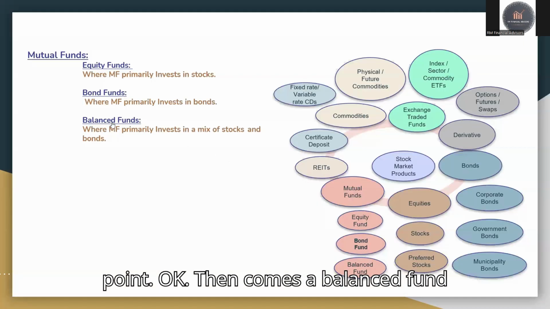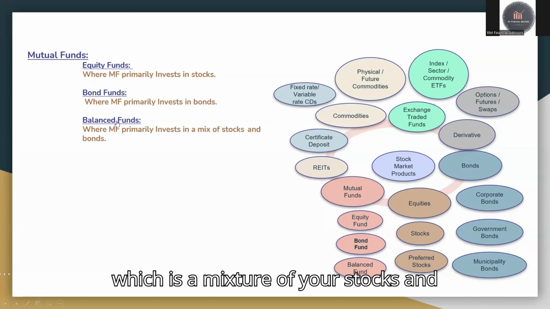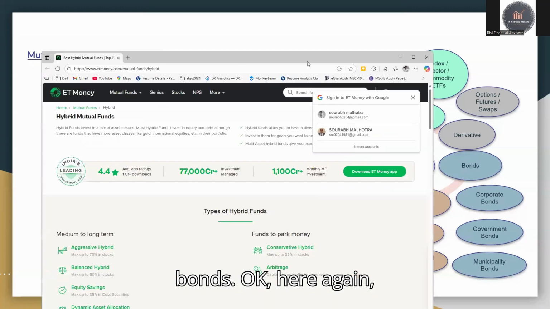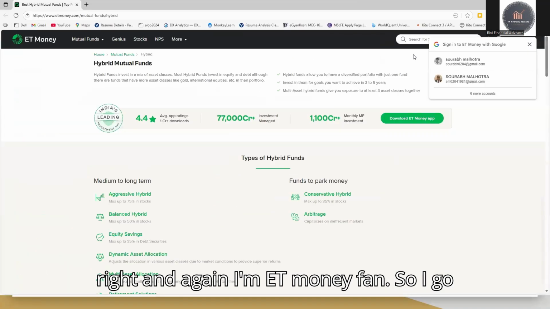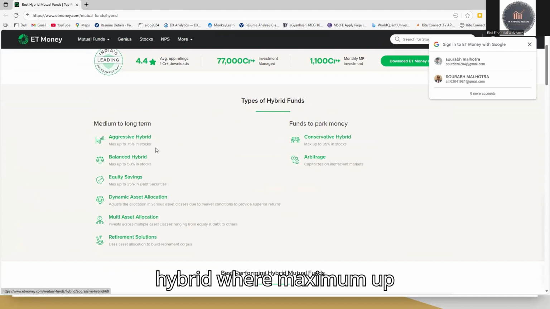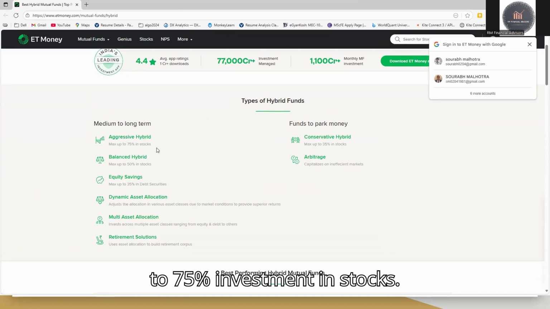Okay, then comes a balance fund, which is a mixture of your stocks and bonds. Okay, here again, right? And again, I'm an ET Money fan, so I go there, and you see hybrid fund, aggressive hybrid, where maximum up to 75% investment is in stocks.